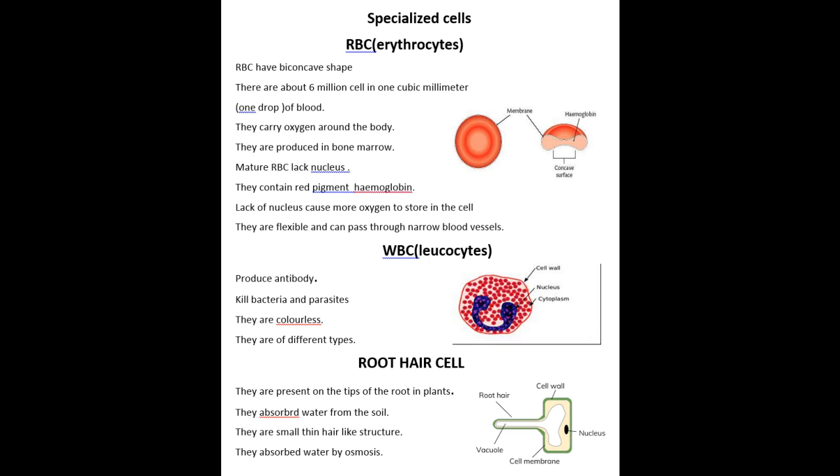A normal human has 4 to 5 liters of blood, so the number of cells would be immense.